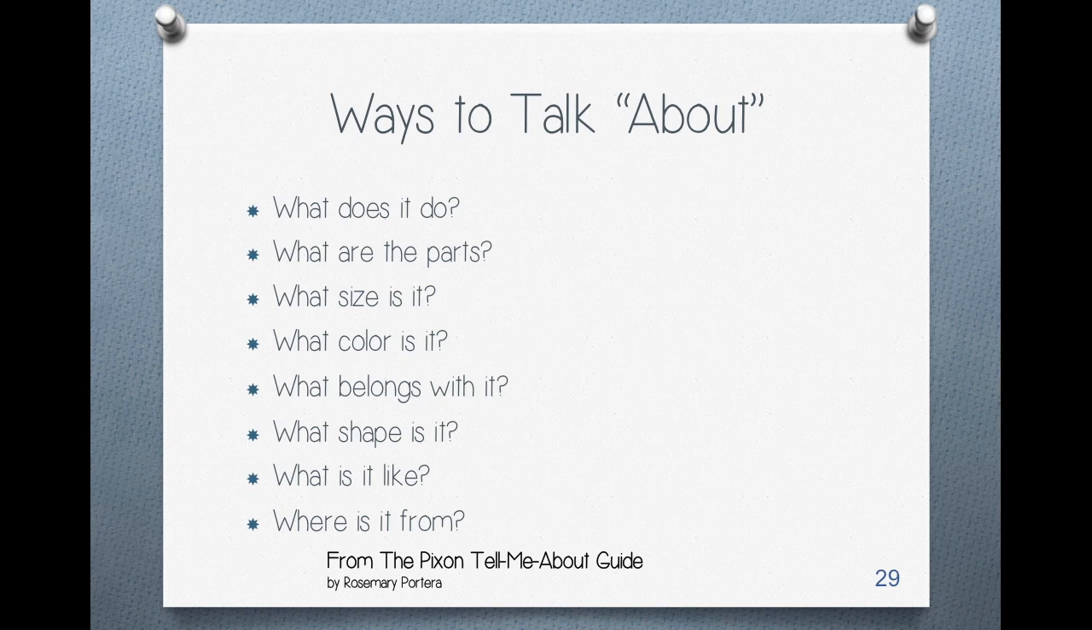So what does it do, and what are the parts, and what's the size, and what color is it, and what belongs with it, what shape is it, what is it like, where is it from? Those are ways that you can talk about something without having to actually name it, and still do a very great job of showing comprehension and demonstrating that you know the word, or that this is the specific word that you're talking about.